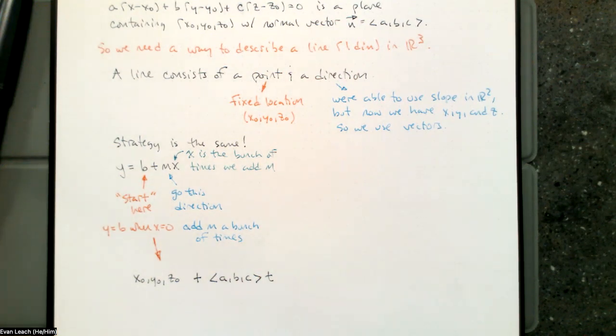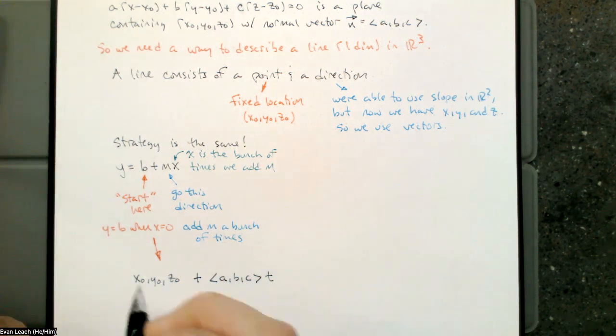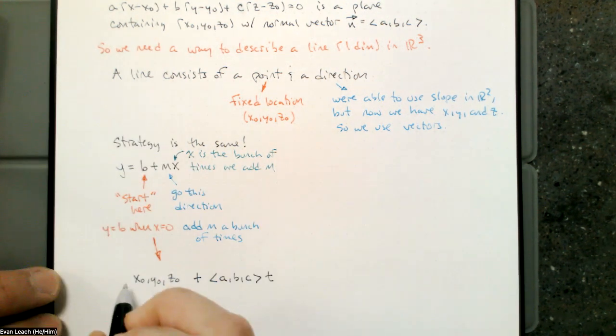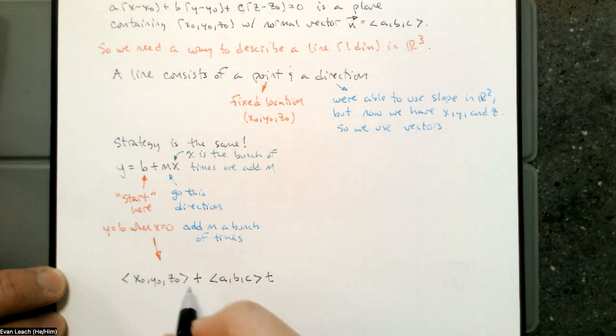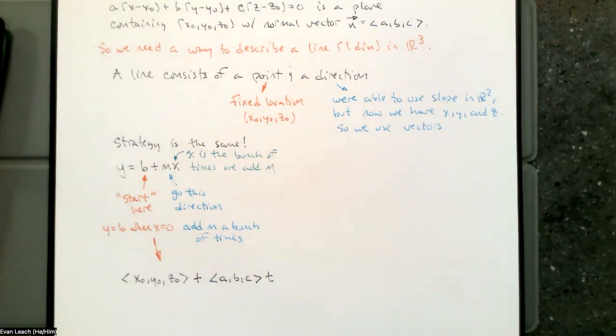Now I want to add this vector A, B, C gets multiplied by the scalar t. That's the number of times we add that vector. And to make this addition work, I've got to think of my starting location as a vector as well. So we're going to think of this as a vector. This is the same construction that we had. This is the new version of y equals b plus mx.